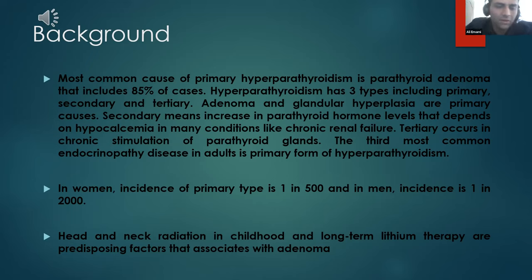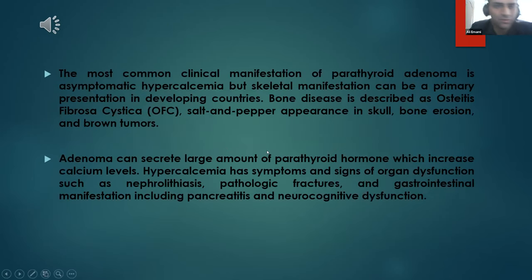About the incidence of the primary type: it is about 1 in 500 in women, and 1 in 2,000 in men. The most important risk factors of hyperparathyroidism are head and neck radiation in childhood and long-term lithium use. These are the most common risk and predisposing factors.